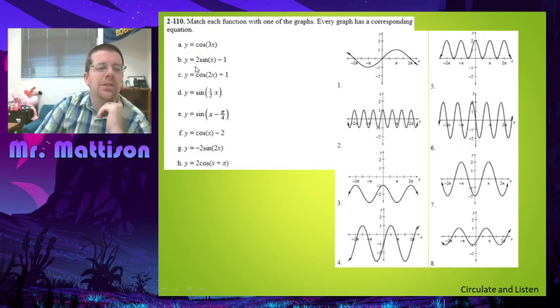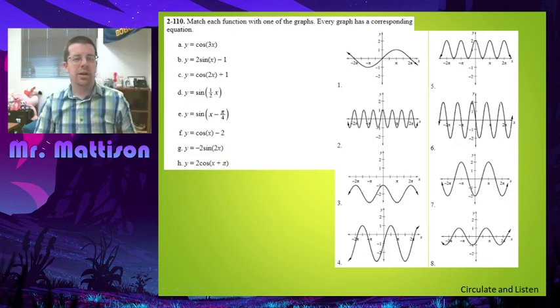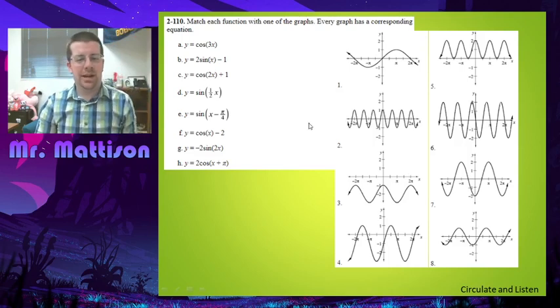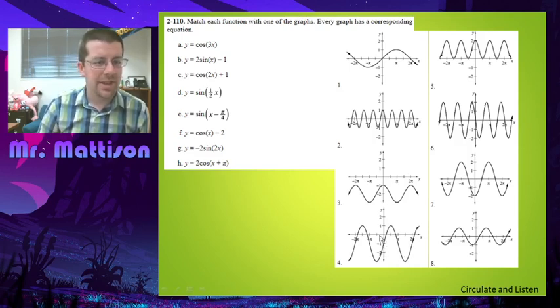For B, I got 2 times the sine, so my amplitude's 2, and it got shifted down 1. So it should go up to +1, down to -3, up to +1, down to -3, starting at -1. There's one full cycle there. There it is. It's that fourth one.